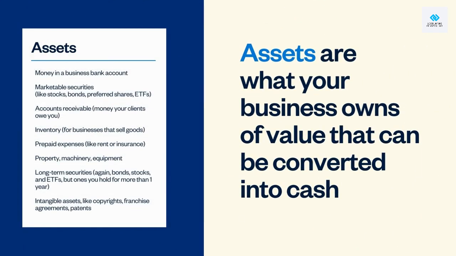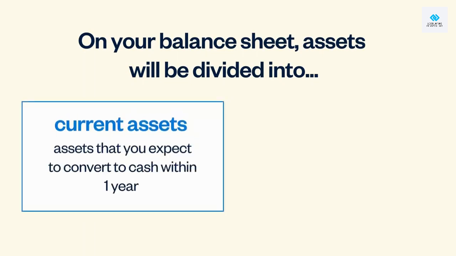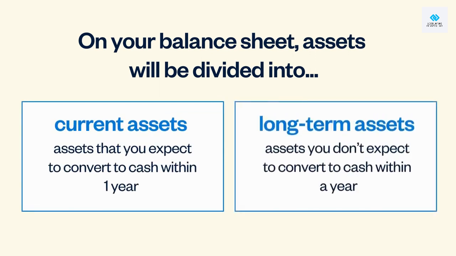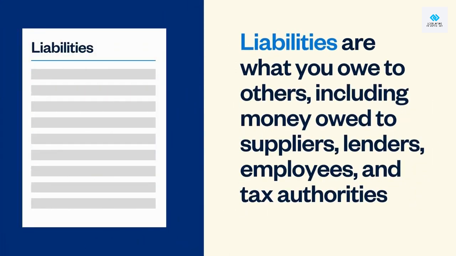Assets are what your business owns of value that can be converted into cash, like money in a bank account, accounts receivable, and inventory. On your balance sheet, assets will be divided into current assets, which are assets you expect to convert to cash within 1 year, and long-term assets, which are assets you don't expect to convert to cash within a year.